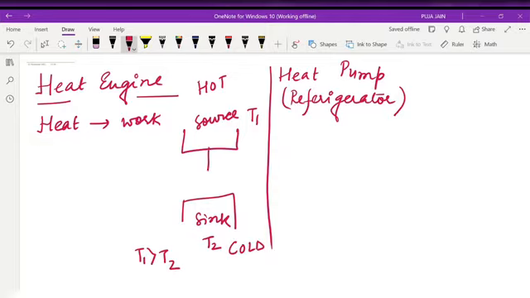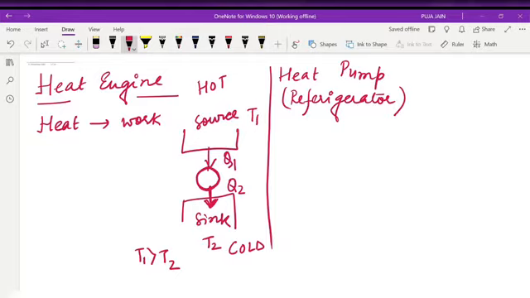Now from this, useful work is done by the system, and then this Q2 amount of heat is delivered to the sink. Q1 amount of heat from the source the system is taking to do useful work, and then the rest is delivered to the sink. That is the cold system.